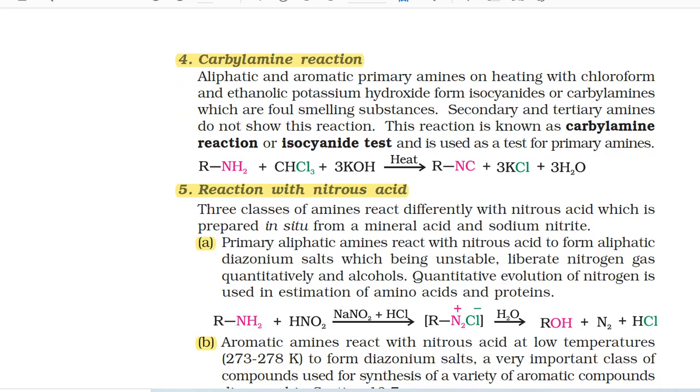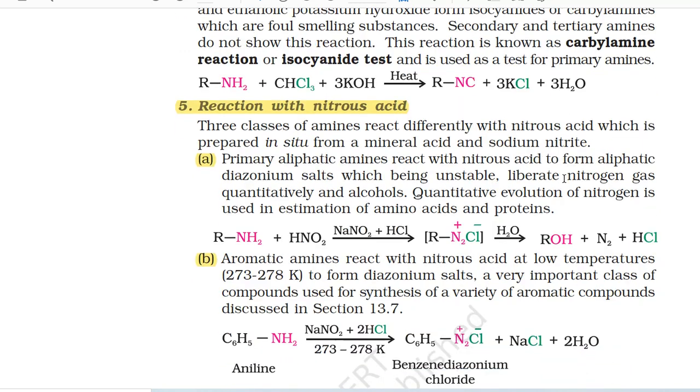Fourth, carbylamine reaction. Aliphatic and aromatic primary amines on heating with chloroform and ethanolic potassium hydroxide form isocyanides or carbylamines, which are foul-smelling substances. Secondary and tertiary amines do not show this reaction. This reaction is known as the carbylamine reaction or isocyanide test and is used as a test for primary amines. RNH2 plus CHCl3 plus 3KOH, on heating, will form RNC plus 3KCl plus 3H2O.